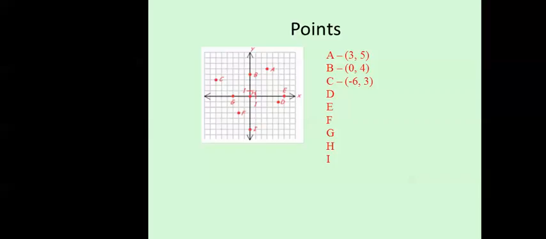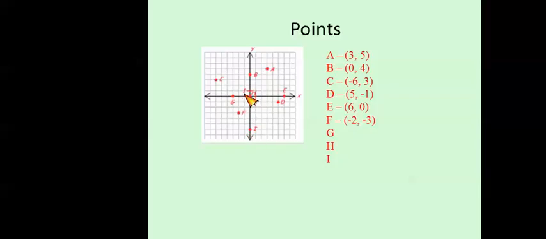Point D, again, I hope you're pausing and thinking. 5 down 1 is -1. E, where is E? It's on the x-axis. 6 over, but we didn't go up, so it's 0. F, -2, -3.